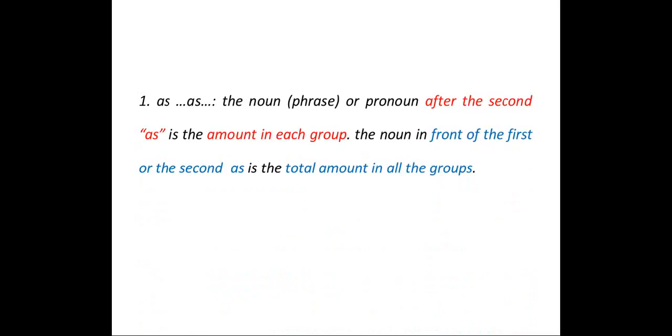Many times in word problems, you see sentences like, Tom had $5, Lily had, say, 3 times as much as Tom. How much does Lily have? Okay, so when you have a phrase like as and times in a word problem, how do you find the three elements? This is how, students. The noun phrase or pronoun after the second as is the amount in each group. The noun in front of the first as is the total amount in all the groups.